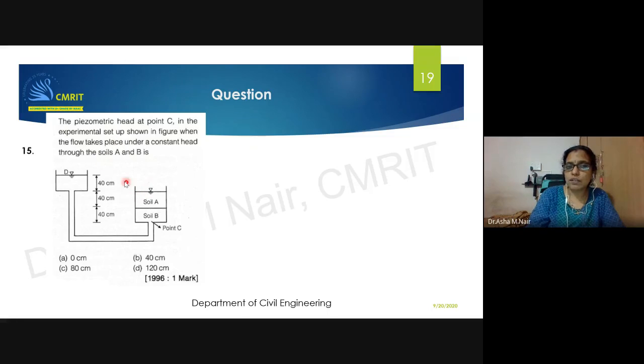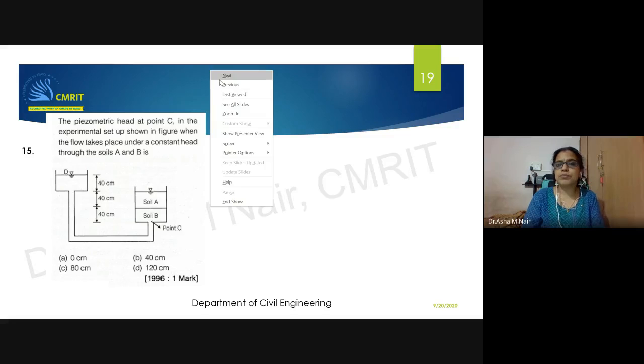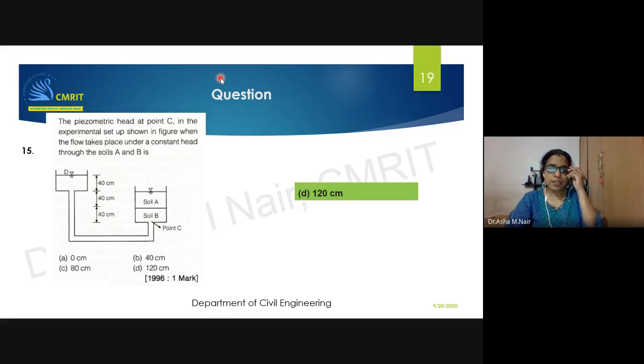Why? 40 will come only if the pressure difference is between these two. You are asked with respect to top and bottom, because you are not asked over here. If asked, like how we do for permeability, we would do it for the top. But in this case, we are doing it for point C, which is over here. So what will be the head required for the water to flow? It will be 40 into 3, which is 120 centimeter.